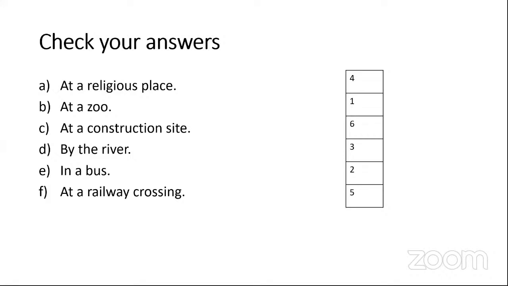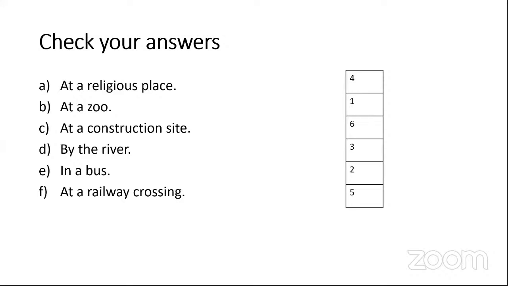Number 4, take off your hats. B, at a zoo. Number 1, as you know, this symbol is very common. You can see at a zoo, don't feed the animals. We are not allowed to feed the animals at the zoo.